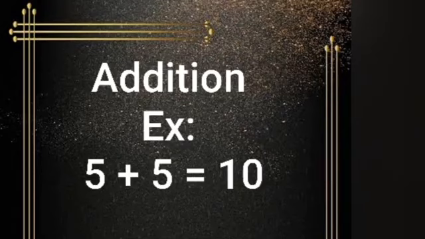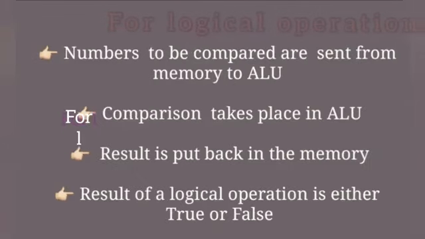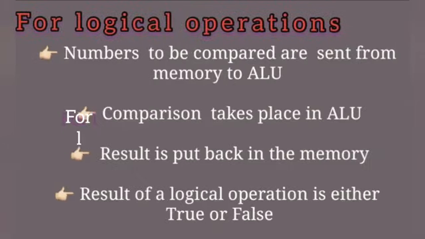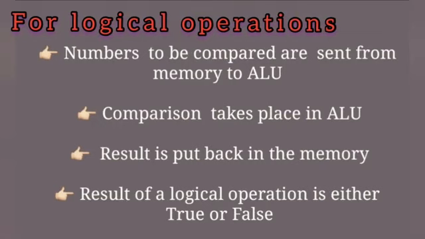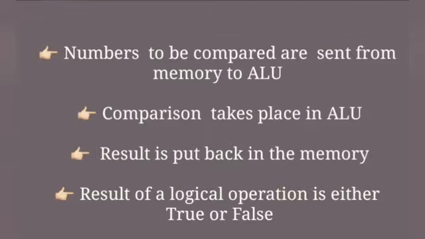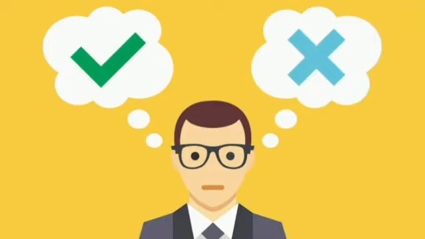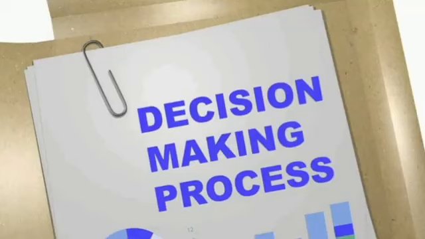For addition, I can show you an example. 5 plus 5 equal to 10. For logical operations, the numbers to be compared are sent from memory to ALU. The comparison takes place in ALU and the result is returned to the memory. The result of a logical operation is either true or false. These operations help computer in decision making.